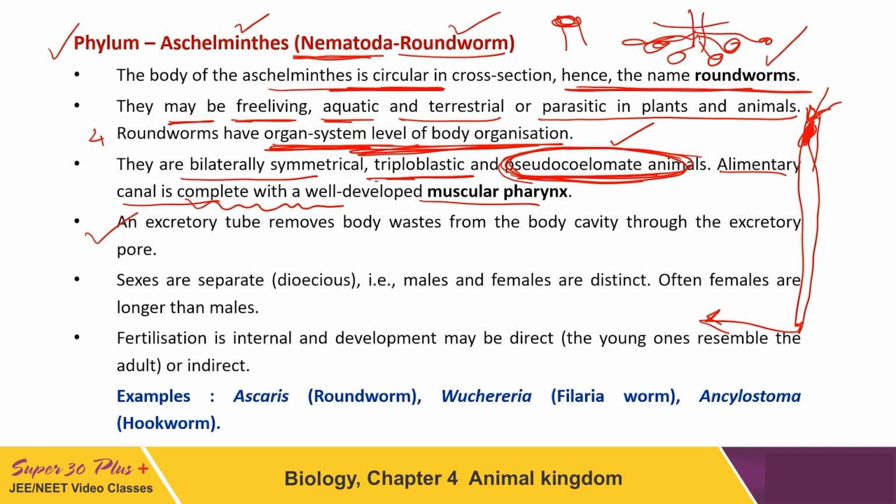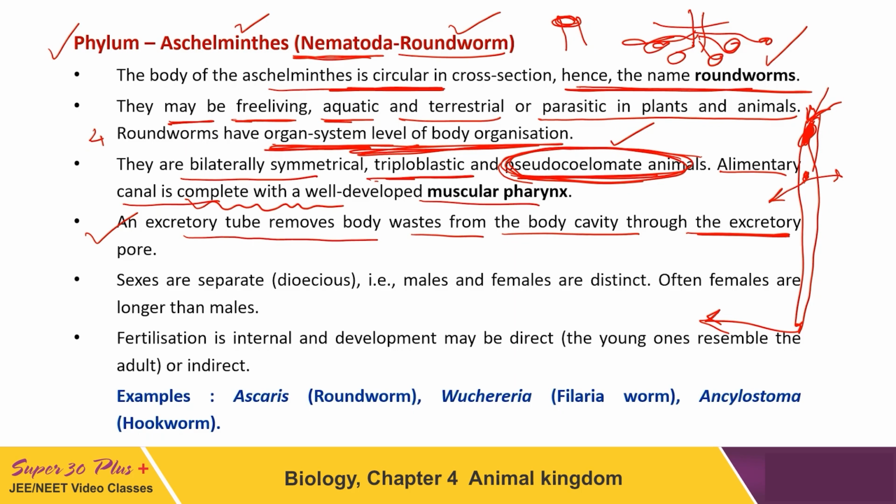Excretion: the excretory tube removes the body waste from the body cavity through the excretory pore. Important pores are there in Aschelminthes. Ascaris has an excretory pore, and this excretory pore will throw the excretory material outside.